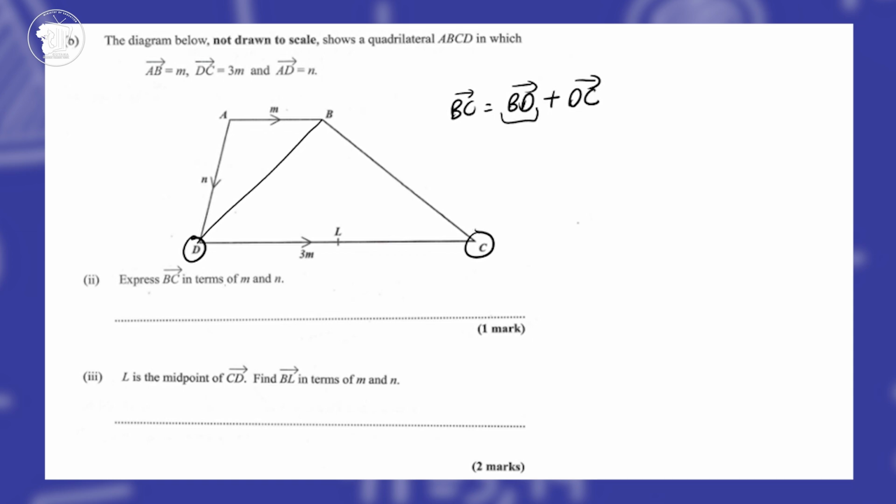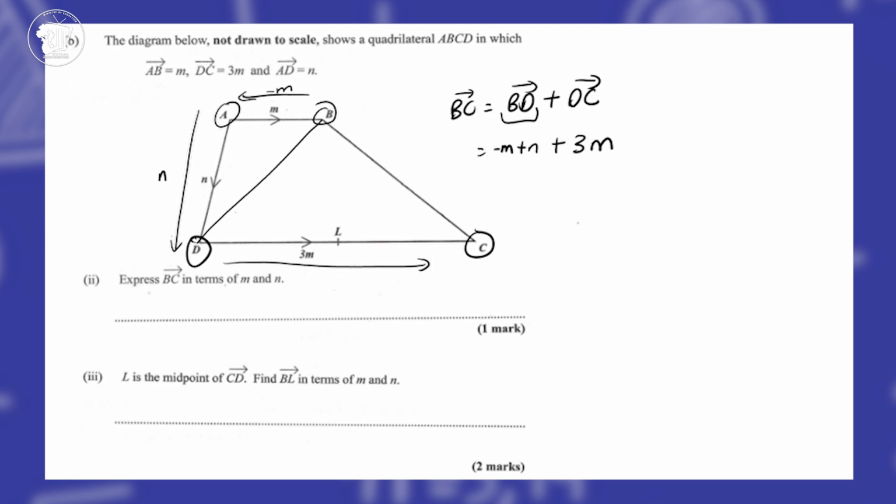So we need a vector for BD, and we see BD is simply, we move from here to here, we go in that direction. We know if we go in this direction, it's m. So we know if we go in the other direction, it will be negative m, plus we go in this direction, the same direction would be n. So this here, BD would be negative m plus n, plus DC, which is simply D to C in the same direction, which would be 3m.